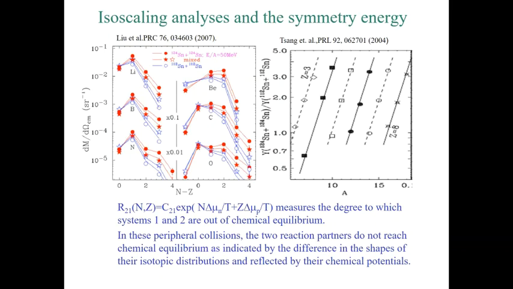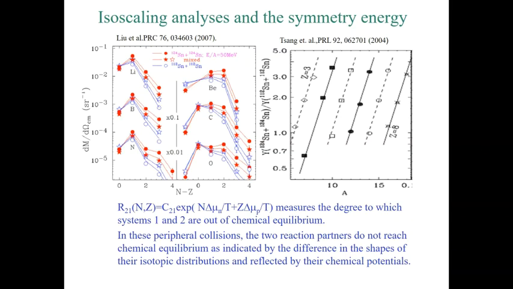The number of protons in the two reactions is the same. The neutron numbers are different. And in this simple picture, this ratio is given by, as we go along this line, we're only changing neutron number. So we're only changing this first term, N times delta neutron chemical potential over T. Delta neutron chemical potential is the chemical potential in the neutron-rich system minus the chemical potential in the neutron-deficient system.